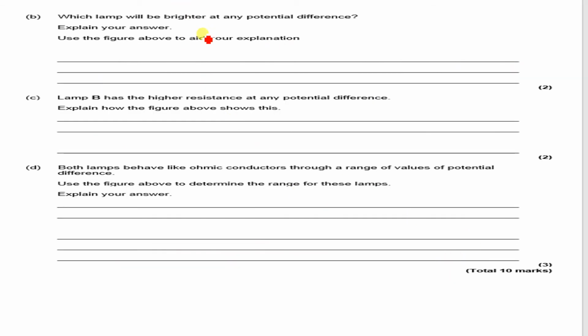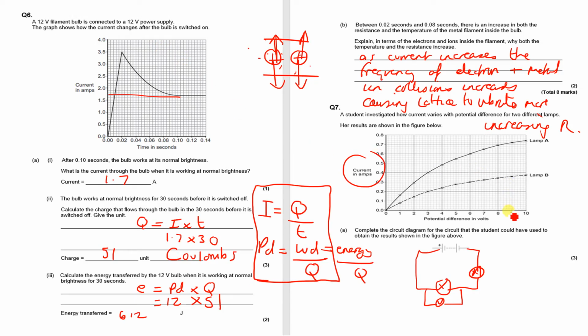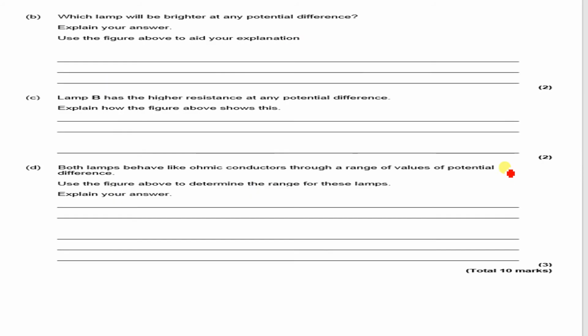Right, which lamp will be brighter at any potential difference? Explain your answer. So if we look at the one at 10 volts, well, this one has a current of around 0.3 amps and this one is around 0.7. So really the brightness is to do with the amount of power that the bulb is emitting. So we look at A, then we're going to say that's 0.75, we're going to say that's about 0.3. So power is equal to voltage times current.